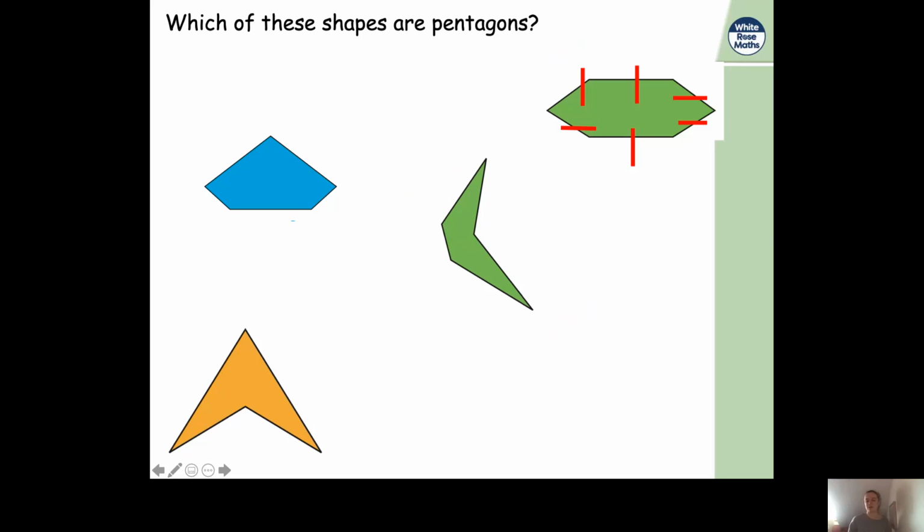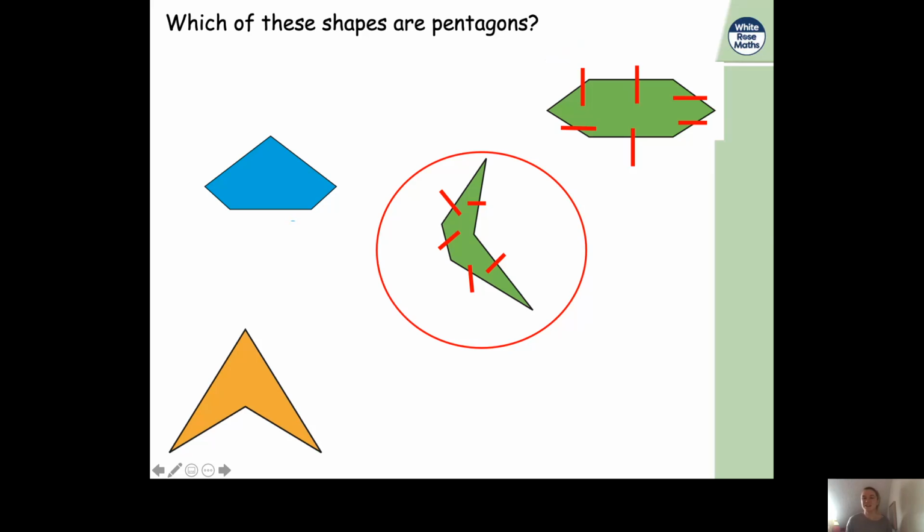Okay, let's have a look at the next green shape. So I'm going to cross out the sides once I've counted them. 1, 2, 3, 4, and 1 more, which is going to take us to 5. So this shape has 5 sides, and that means this shape is a pentagon, isn't it? So therefore we can circle it. It is a pentagon. It is an irregular pentagon.